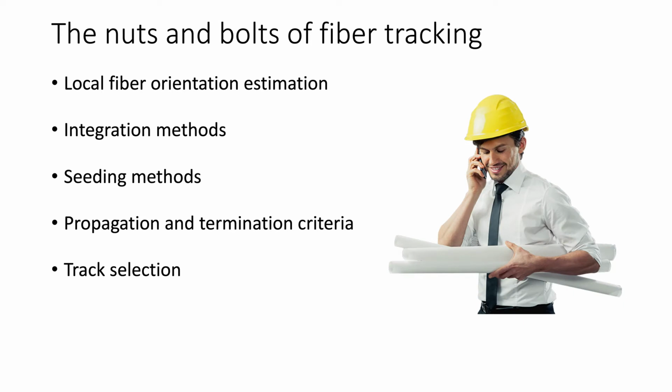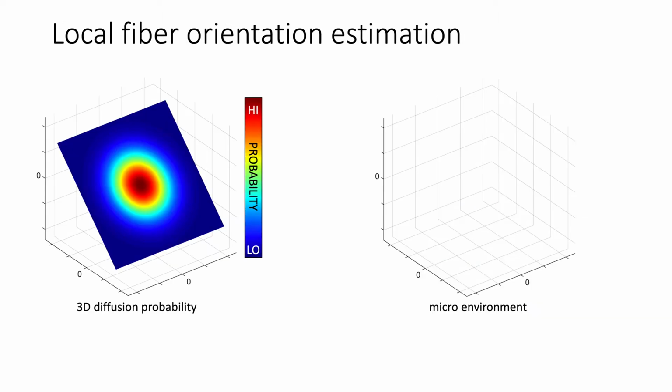Let's now review the main technical considerations when designing a fiber tracking algorithm. One of the most defining and challenging aspects of designing a tracking algorithm is choosing the underlying model that relates the raw diffusion-weighted images to the local fiber orientations.